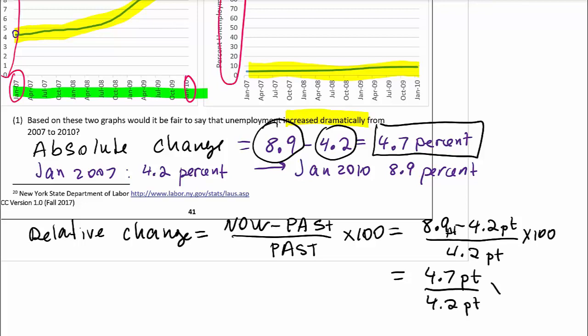Notice that the numerator is bigger than the denominator. So when we actually do the calculation, we expect the change to be more than 100%. So let's check this out. So we get times 100. So we get 111.9%.